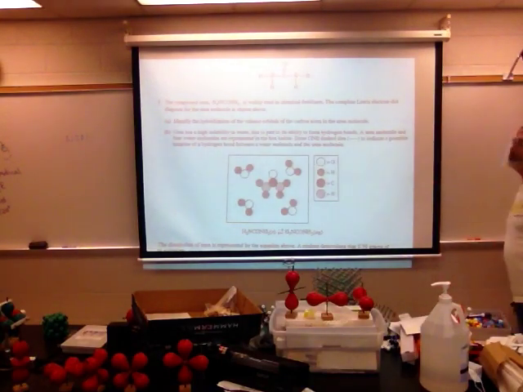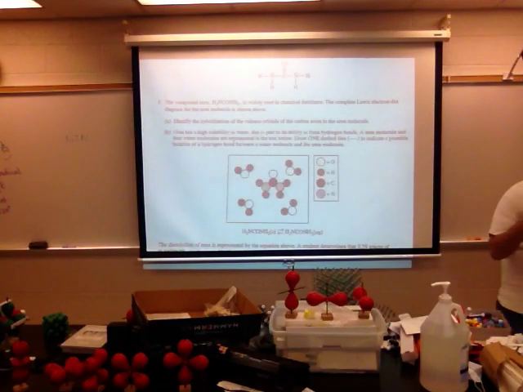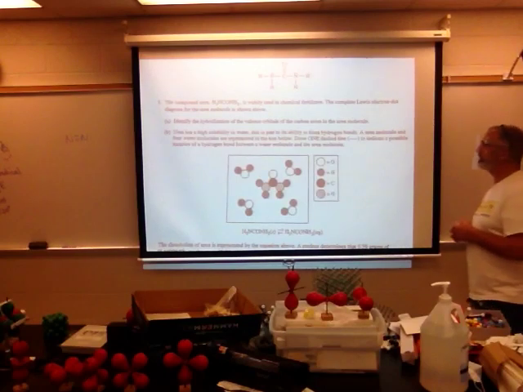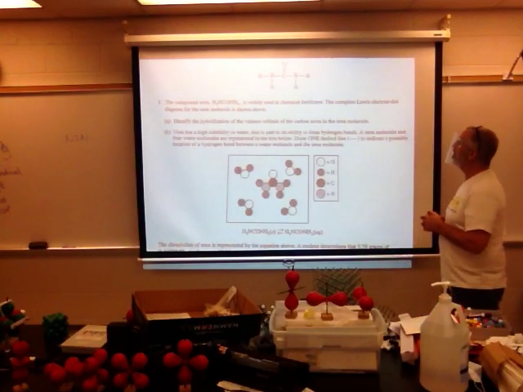The compound urea, and you will find that in AP Chemistry, they love this compound. They use it all the time in problems. Now we've never heard of it before, but that doesn't matter. We just look at the structure, and the structure is going to tell us things about it. It's widely used in chemical fertilizers. The Lewis electron dot diagram is shown above. Identify the hybridization of the valence orbitals of the carbon atom.